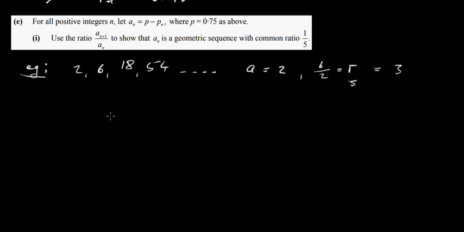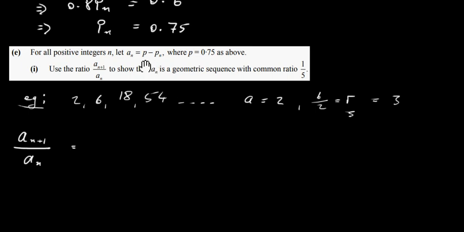So we're told here that we've got to use the ratio an plus 1 divided by an to show that an is some kind of geometric sequence with a common ratio 1/5. Well, let's see what we have already. We know that an is p minus pn, so we can write that in here.